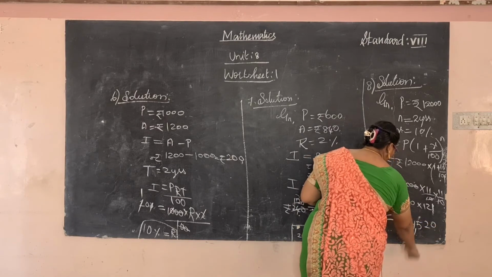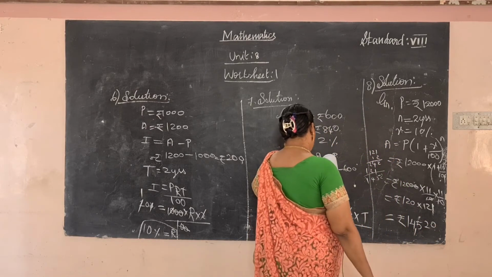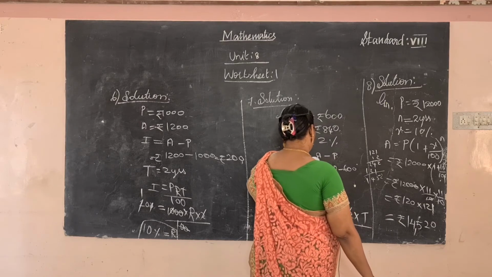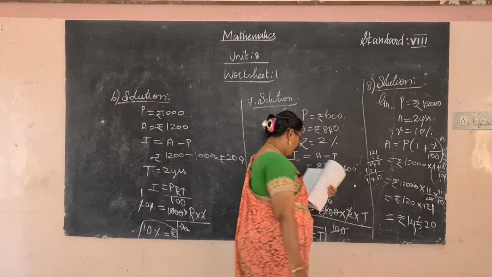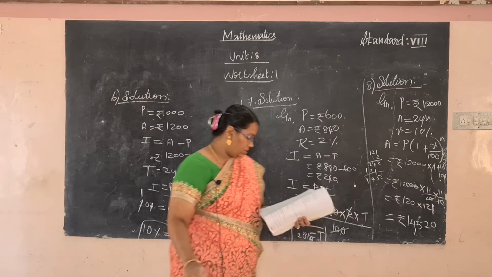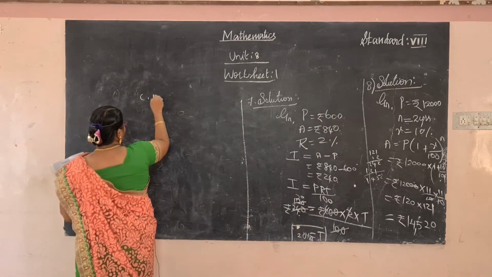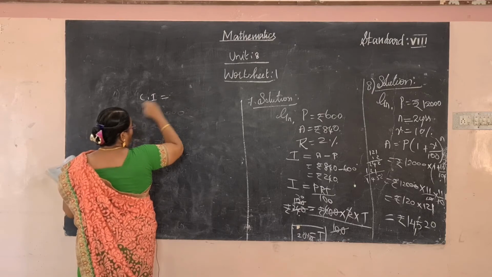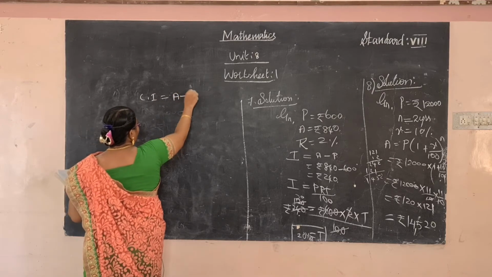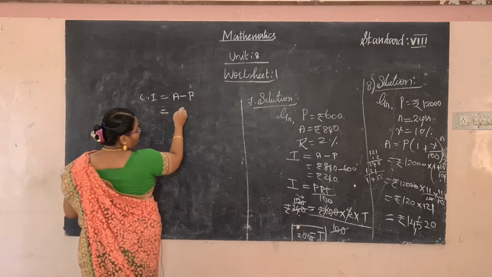14,520. Okay, so that is the amount A. We have calculated the compound interest. So CI is equal to amount minus principal. Okay, so what is the amount value?